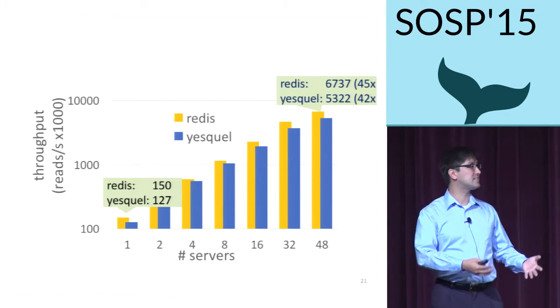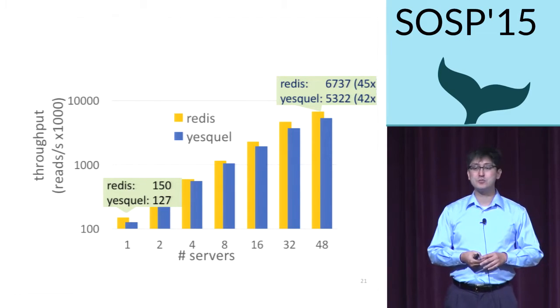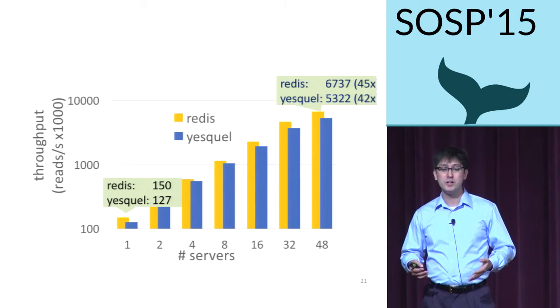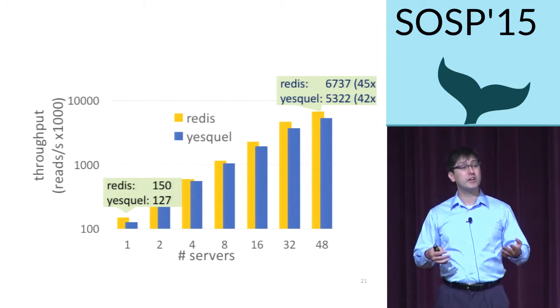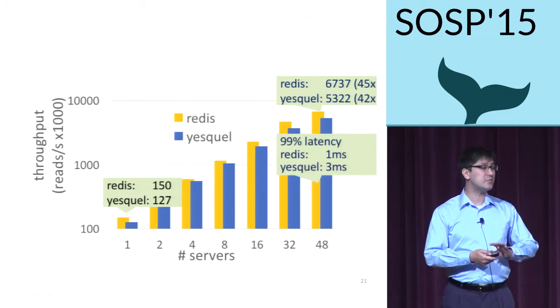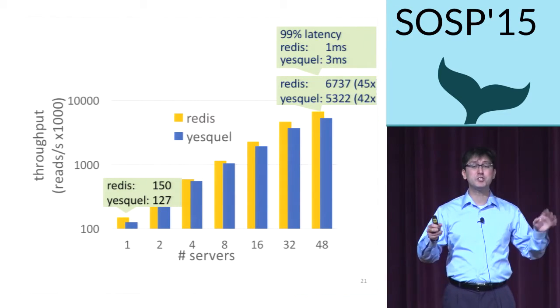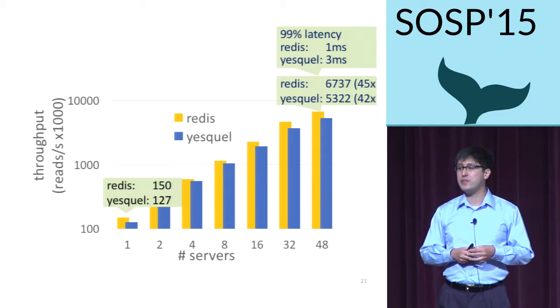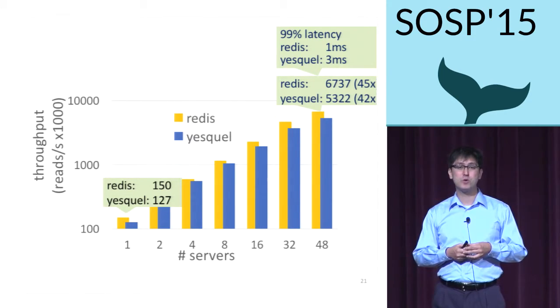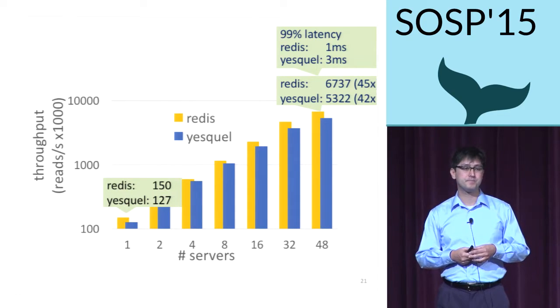And when you go to 48 servers, the performance of Redis and Yesquel scales almost linearly by a factor of 45 or 42. It would have been linear if the factor were 48, but it's pretty close for both systems. Let me just mention that both of these systems perform with a 99 percentile latency of 1 to 3 milliseconds, which is quite good for web applications.